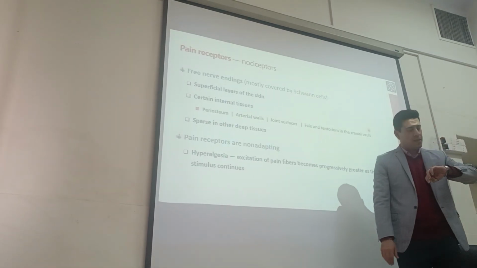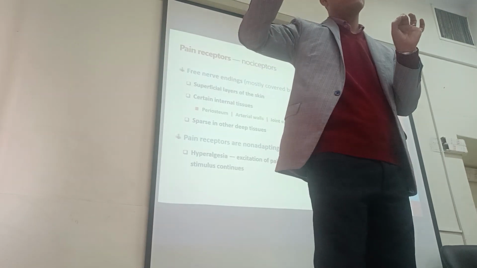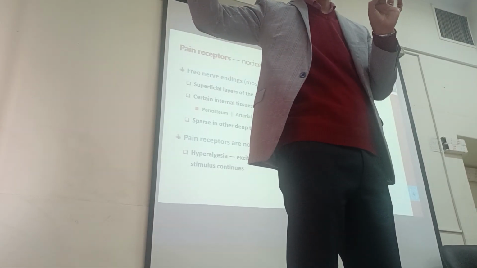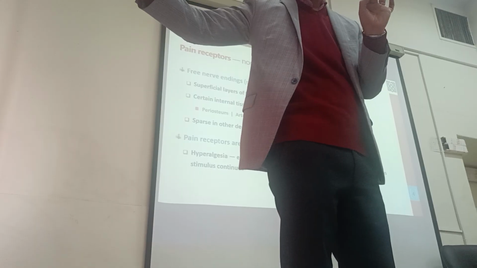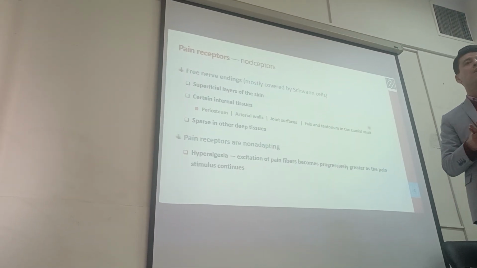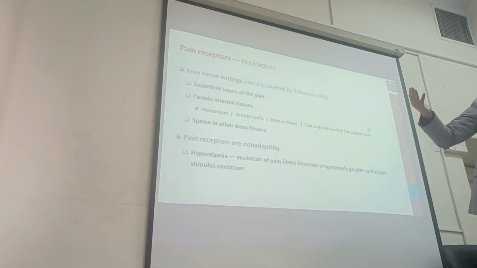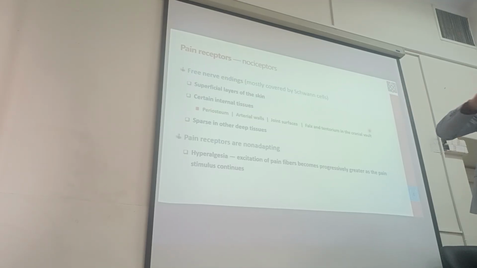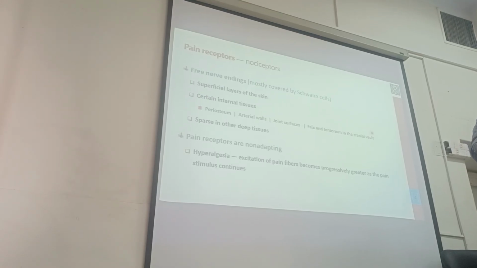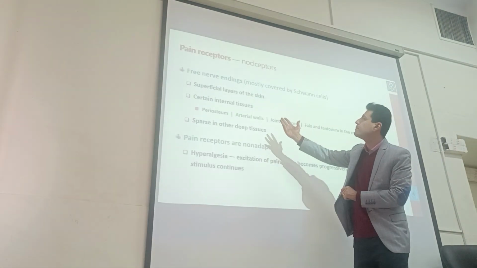Okay. Now let me talk about receptors, right? So remember that for touch, pressure, vibration, we have 6 receptors, right? Here, for pain, we have nociceptors. Nociceptors are only free nerve endings. So we have some free nerve endings that are related to touch, pressure, vibration. We have seen them before. But other free nerve endings are related to pain. So we call them nociceptors.